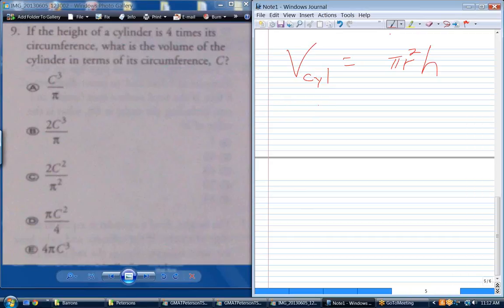That H is equal to 4 times pi r squared. No, 4 times the circumference. Oh, sorry, so that's 2 pi r. Yeah, that's okay. I almost didn't catch it.